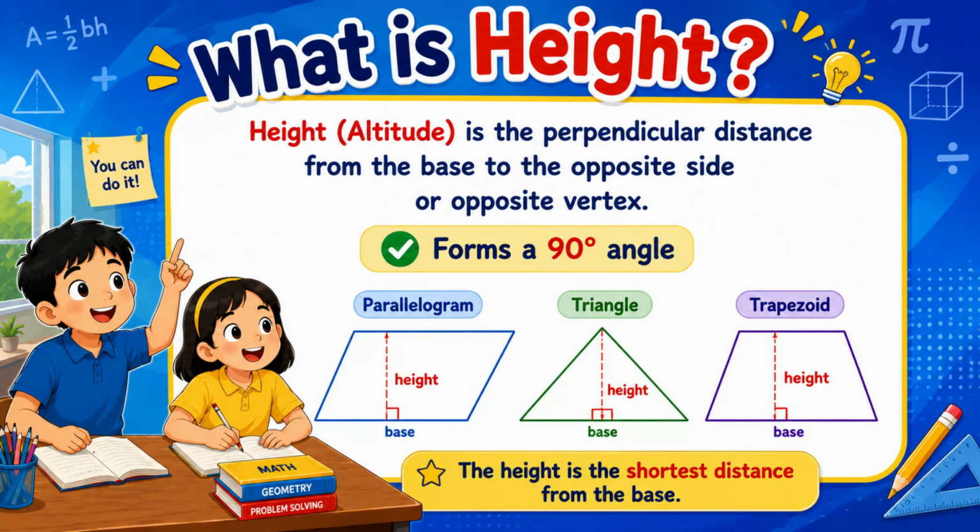Height, or altitude, is the perpendicular distance from the base to the opposite side or opposite vertex. It forms a 90-degree angle. The height is the shortest distance from the base. It always meets the base at a right angle.